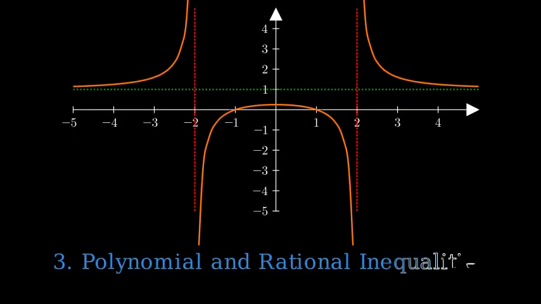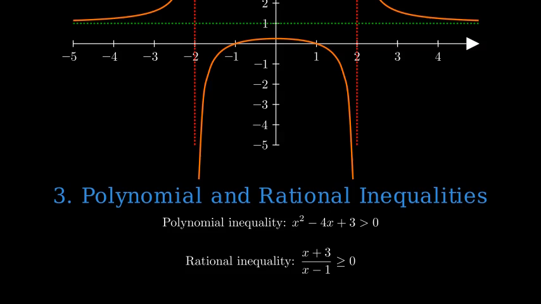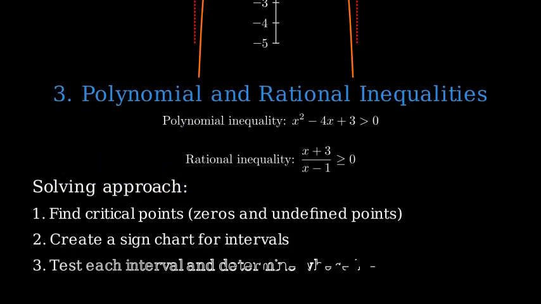Finally, let's discuss polynomial and rational inequalities. These are expressions where we need to find all values of x that make the inequality true. The key to solving these inequalities is to find the critical points where the expression equals 0 or is undefined, create a sign chart, and test intervals.